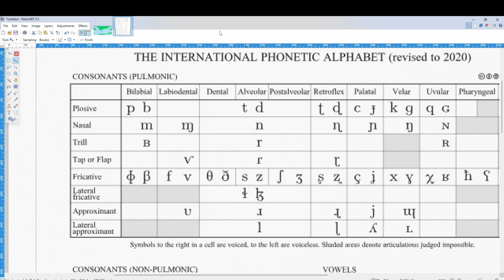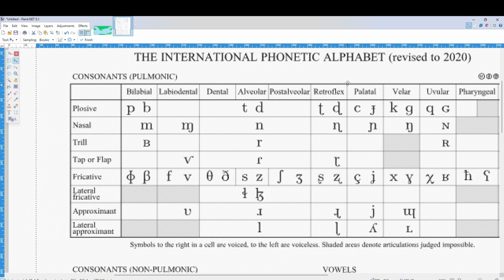Anyway, so this is the International Phonetic Alphabet. Basically, this is a transcription system with every sound that has ever been used in a language that we know of. So the chart looks demanding. I know it looks demanding. I'm sorry. It just does.